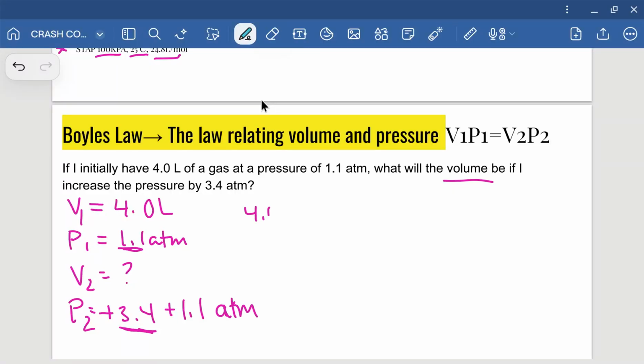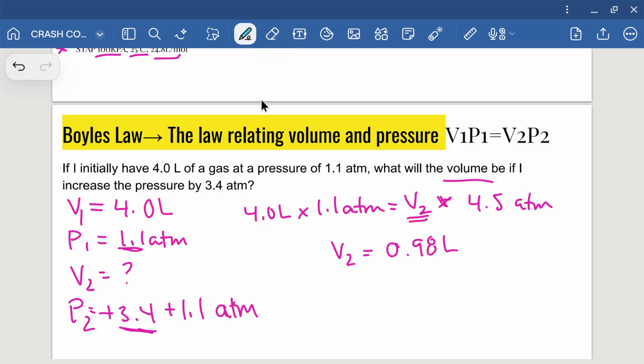So 4.0 times your pressure, so times 1.1 atm, will equal the volume times, sorry, that's a times sign, just can't tell. Once you add the pressures together, you'd have 4.5 atm. Now just isolate V2 by dividing both sides by 4.5, and V2 will equal 0.98 liters. So that's our first one relating volume and pressure.